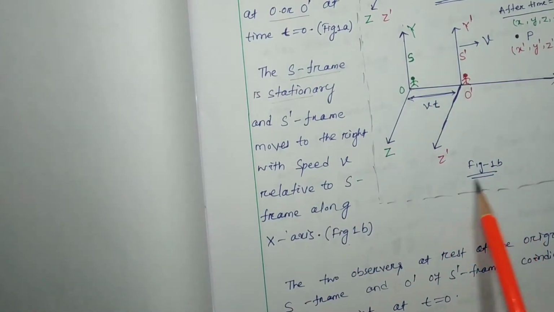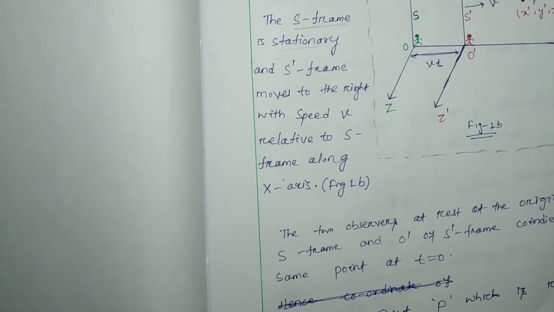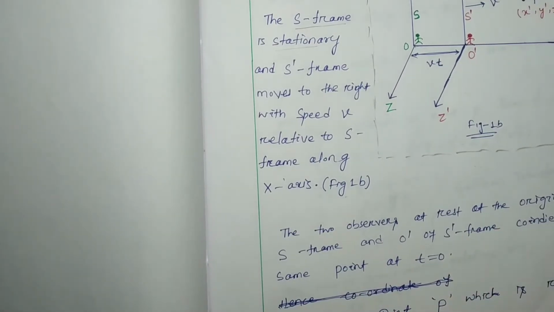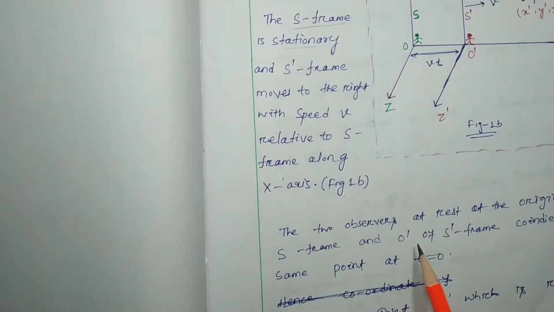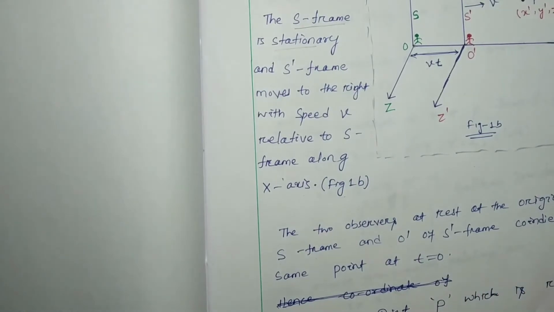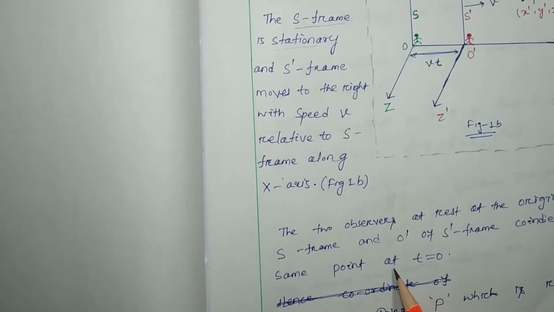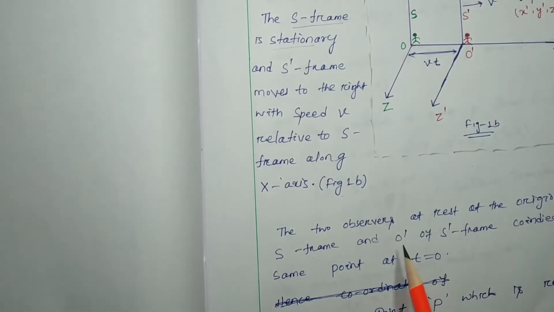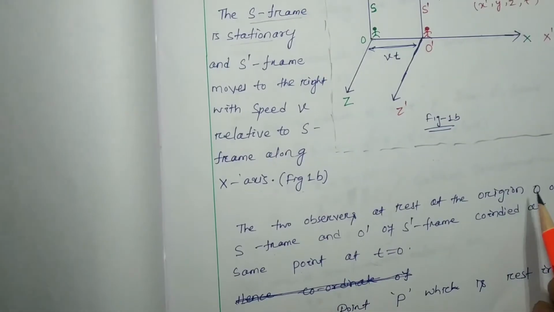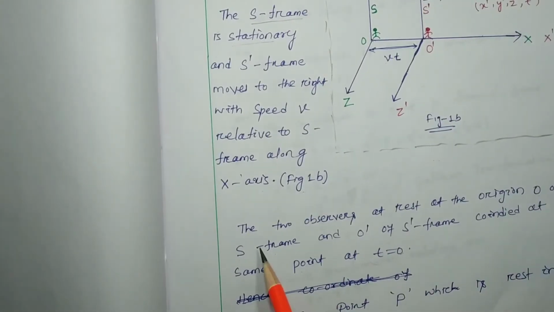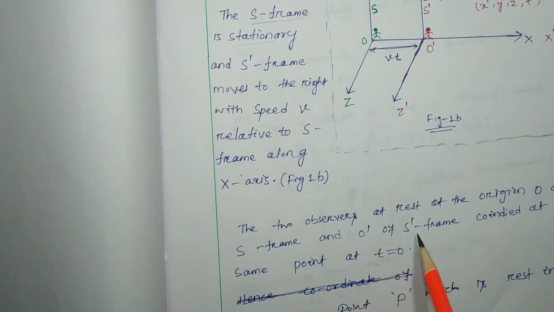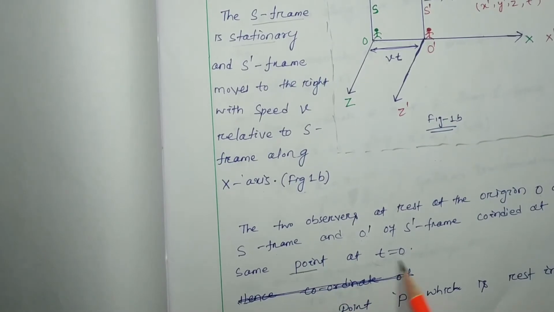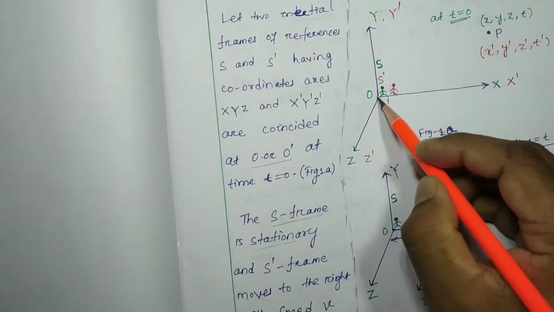Figure 1b represents this. The two observers at rest, at the origin O of the S frame and O dash of the S dash frame, coincide at the same point at t equal to 0. That means at t equal to 0, both origins O and O dash, and the observer at O in the S frame and the observer at O dash in the S dash frame, are at the same point.